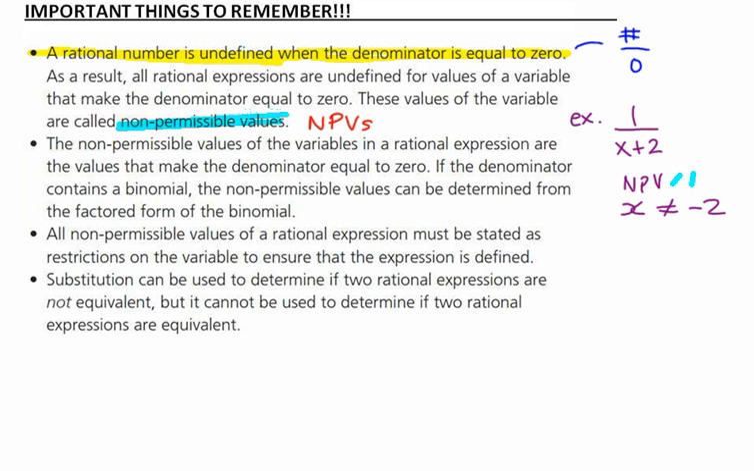You have to figure it out from the factored form of the denominator. So this one, it's just a binomial, so it doesn't necessarily need to be factored. If there is a GCF, we pull that out. So that's how we figure out the NPVs. We're going to have to factor.